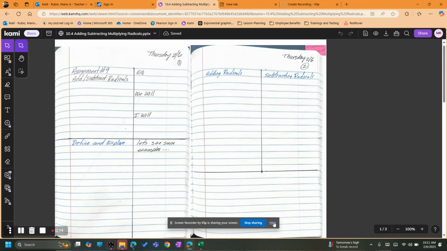As far as today goes, we're going to be doing some notes as assignment number 9. It's going to be add and subtract radicals. Before we get into the actual notes that I'm going to give you, I want you guys to set up your notebook like this. So there's one page.